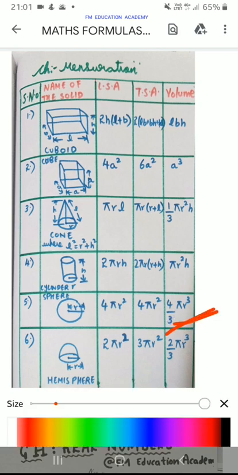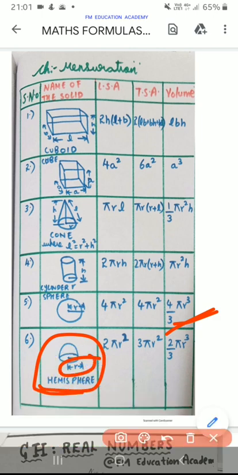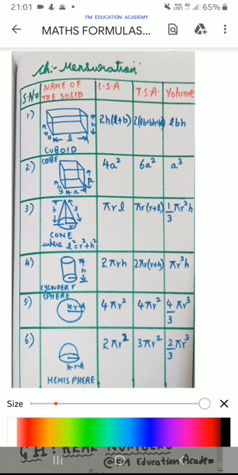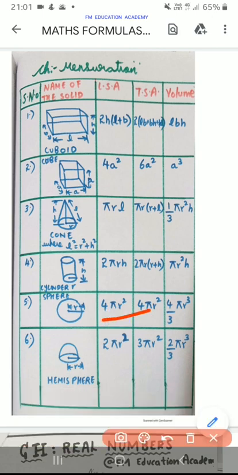Now what is hemisphere? Hemisphere is half of sphere, as you can see here. So the radius is R only for hemisphere also. Half of sphere means the area will also get divided by 2. So CSA or LSA of hemisphere is 2 pi R square, because 4 by 2 is 2. Then TSA of hemisphere is 3 pi R square.